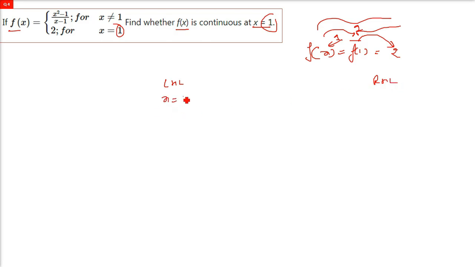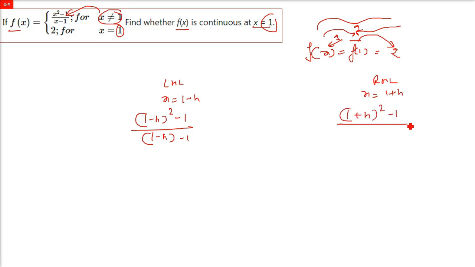So in place of x, what are we going to put? 1 minus h here, and here we are going to put 1 plus h. With 1 minus h, it will not be equal to 1 then. x is not equal to 1. So we'll put it here: (1 minus h) whole square minus 1 divided by (1 minus h) minus 1. Here (1 plus h) whole square minus 1 divided by (1 plus h) minus 1.